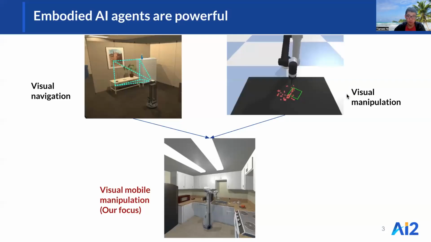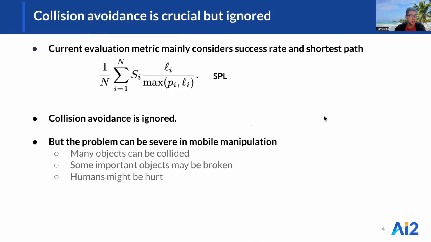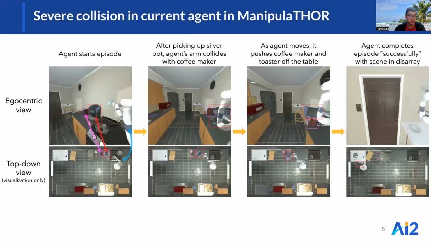Embodied AI agents are very powerful at many tasks, such as visual navigation and visual manipulation. In this work, we focus on visual mobile manipulation, which is a combination of those. Current evaluation metrics mainly consider success rate, but largely ignore collision avoidance, which can be very severe in mobile manipulation. For example, in ManipulaTHOR, the agent can successfully complete the episode, but pushes several objects off and makes the scene disarray.